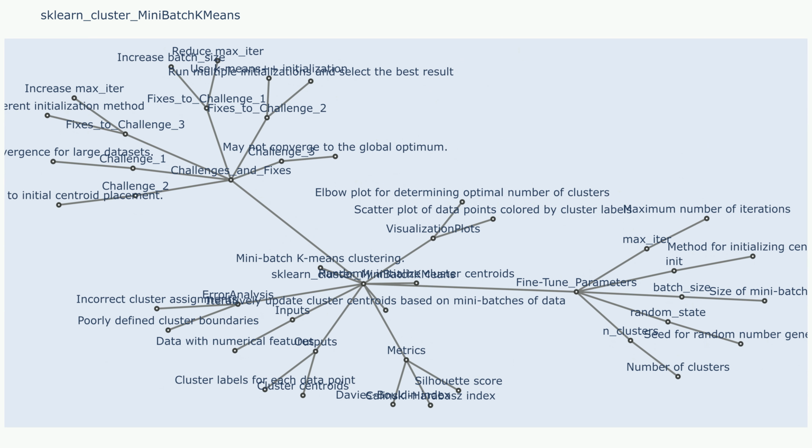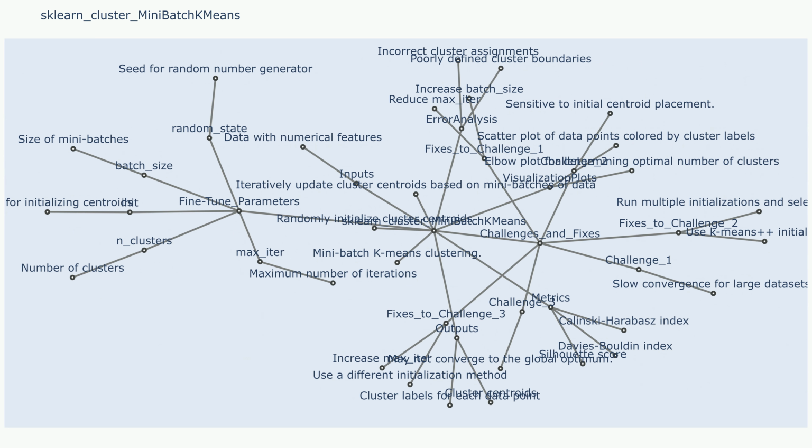Init. The method used to initialize the cluster centroids. It can be k-means++, the default method, which selects initial centroids using a probabilistic approach. Random randomly selects data points as initial centroids.